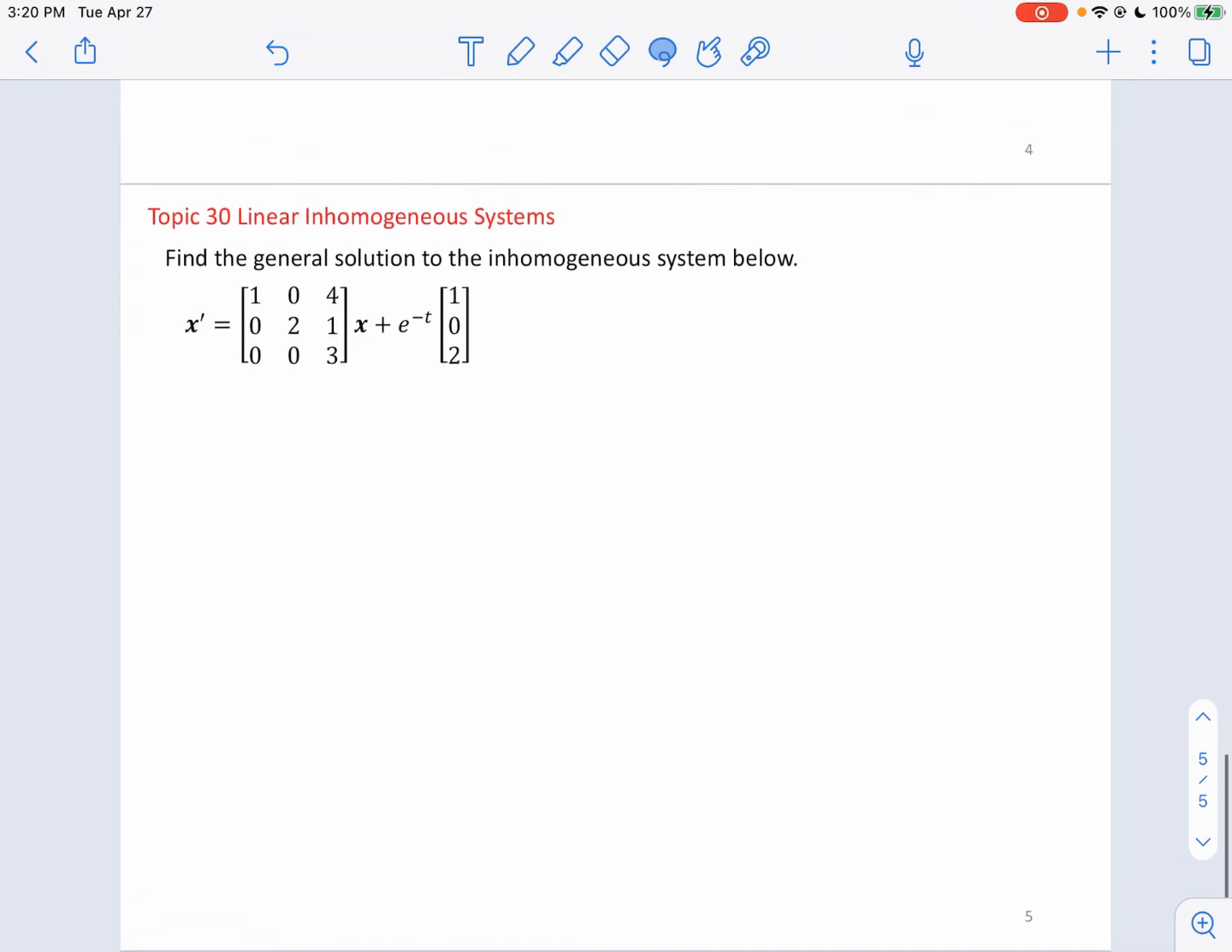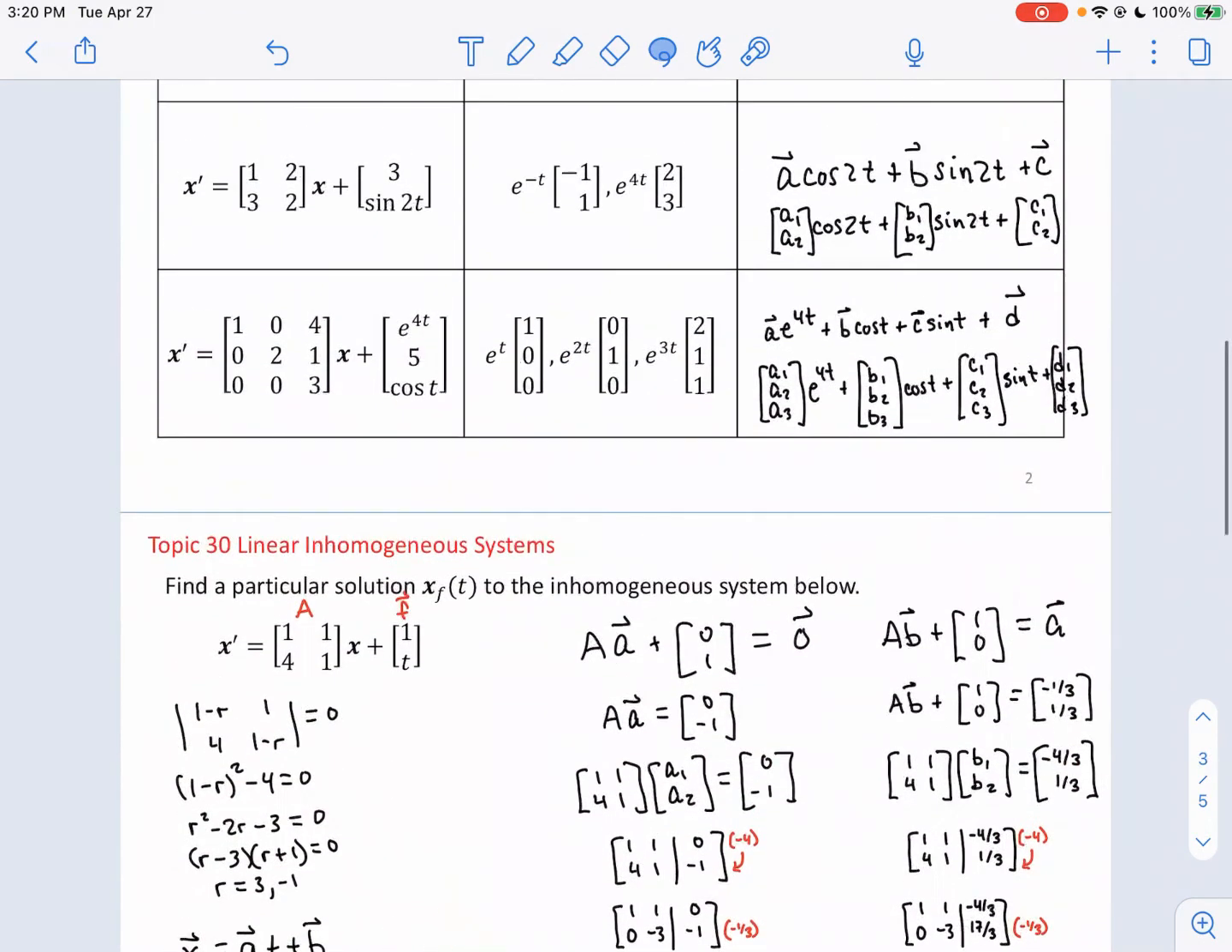And this is our last slide. Find the general solution to the inhomogeneous system below. Now take a look at this matrix. That's a 3 by 3. That matches exactly the matrix that's right here, which means a lot of our work is already done.